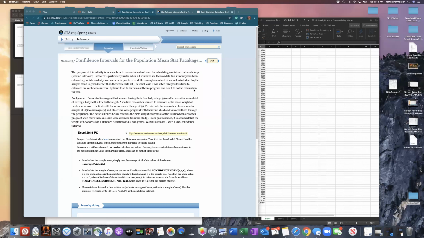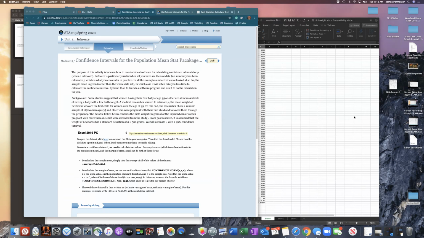All right, so I'm over here looking at page 208. So here's what we have, background. Some studies suggest that women having their first baby at age 35 or older are at an increased risk of having a baby with a low birth weight. A medical researcher wanted to estimate the mean weight of newborns who are the first child over the age of 35. To this end, the researcher chose a random sample of 125 women, ages 35 and older, who were pregnant with their first child and followed them through the pregnancy.